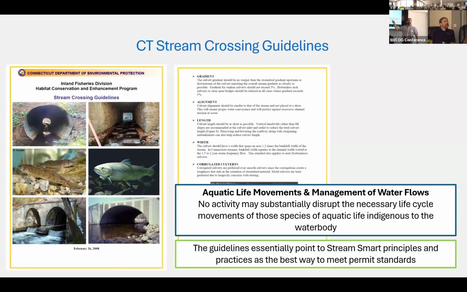They basically specify no activity may substantially disrupt the necessary life cycle movements of those. It's a wordy way of saying you can't disrupt fish passage or aquatic organism passage. They're essentially pointing to Stream Smart principles and practices. So if you're looking at those standards, you're probably going in the right direction. They don't give you the best design guidance on how to do it, but they're telling you what you should look for.